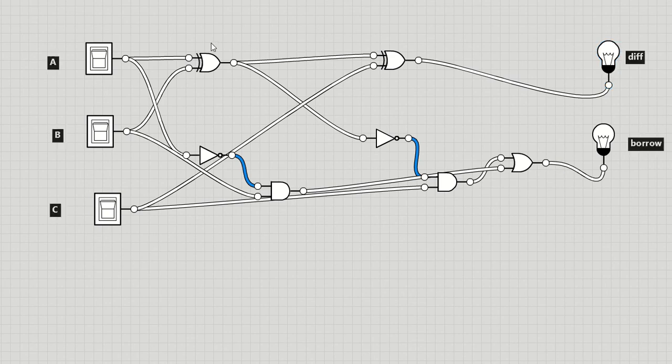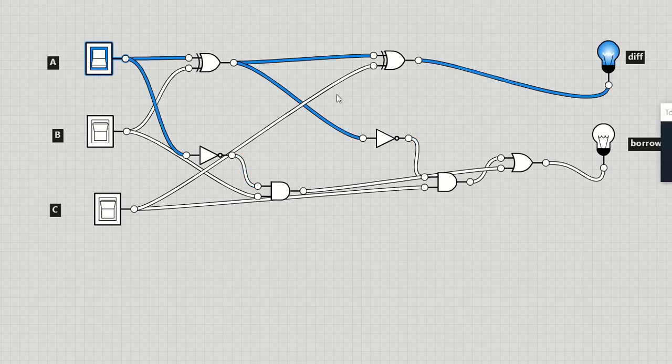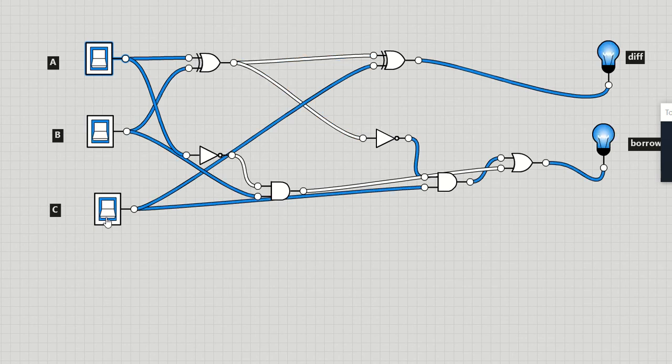Now the circuit is designed successfully. As per the truth table, we give the values. For example, 1 0 0, the difference is 1 and the borrow is 0. If all the inputs are 1, both the difference and borrow are 0. In this way, we give the inputs and get the results, the difference and borrow.